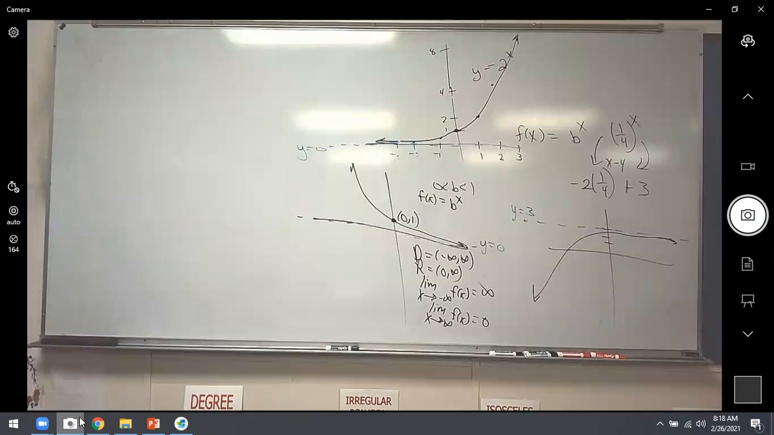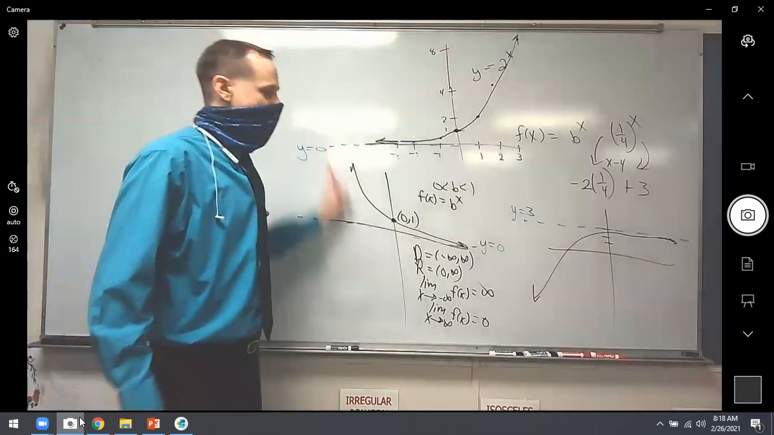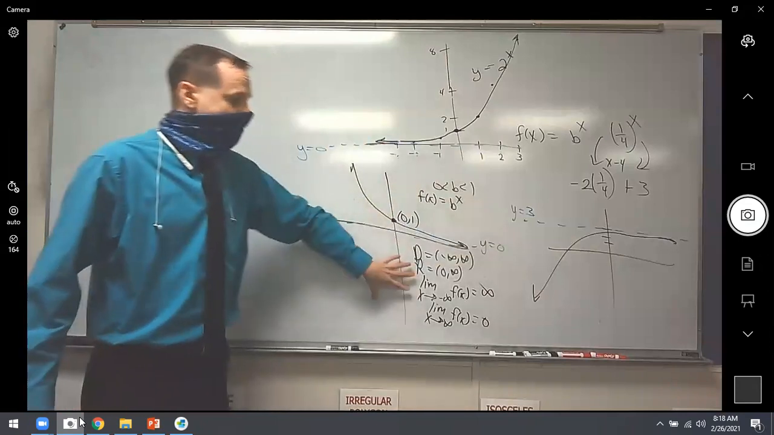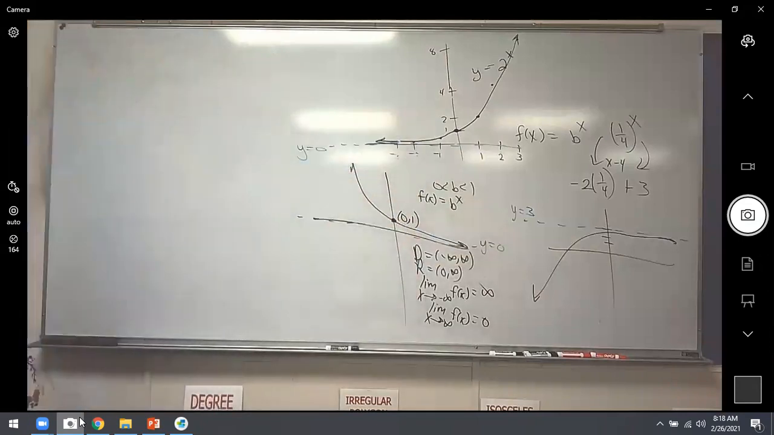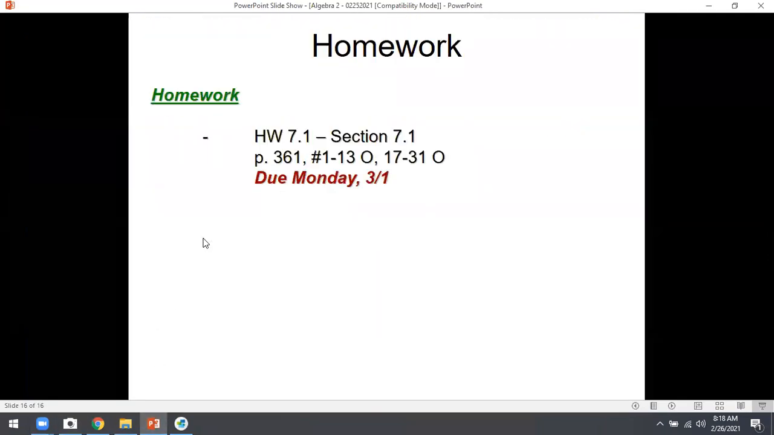Questions over anything about exponential growth or decay? Okay, remember, it grows when the base is more than 1. It decays when the base is less than 1. And here are your default domains and ranges that will just require some shifts and stretches and things like that. And that concludes today's lesson.